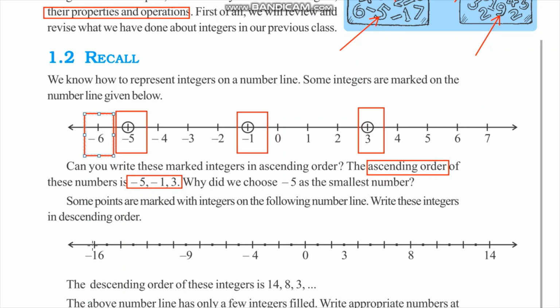Okay. The next question. Some points are marked with integers on the following line. Write these integers in descending order. So descending order means decreasing order. Decreasing order, we always have to start with the largest number. So the largest number is the rightmost number on the number line. So we have 14. Then we should move towards our left. So we have 14, 8, 3 and so on. You can write the remaining numbers in the space they have given us here.